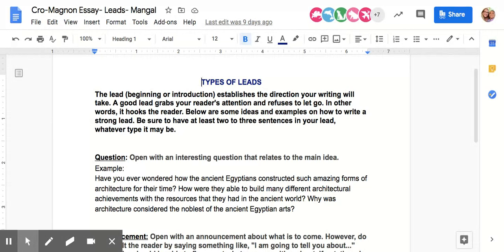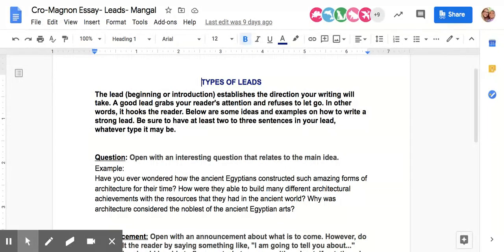So a lead, as most of you probably know, is the beginning or the introduction. It establishes the direction your writing will take. A good lead will grab your reader's attention and refuse to let go. In other words, it hooks the reader. Below are some ideas and examples on how to write a strong lead. Be sure to have at least 2 to 3 sentences in your lead, whatever type it might be. I would like you to have 5 full sentences for your introductory paragraph.